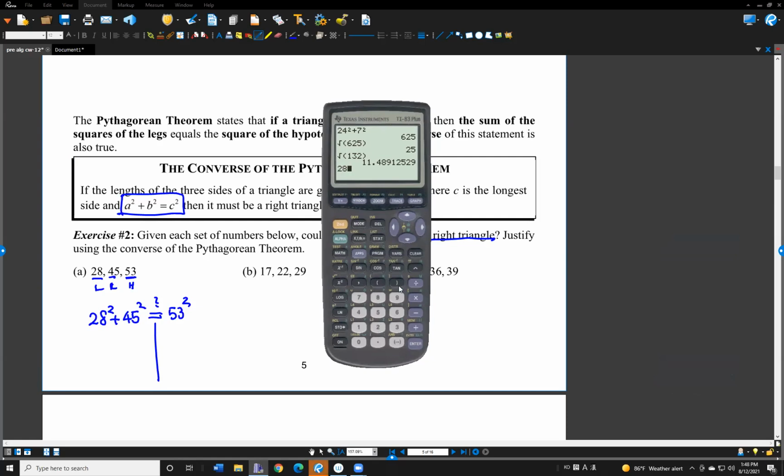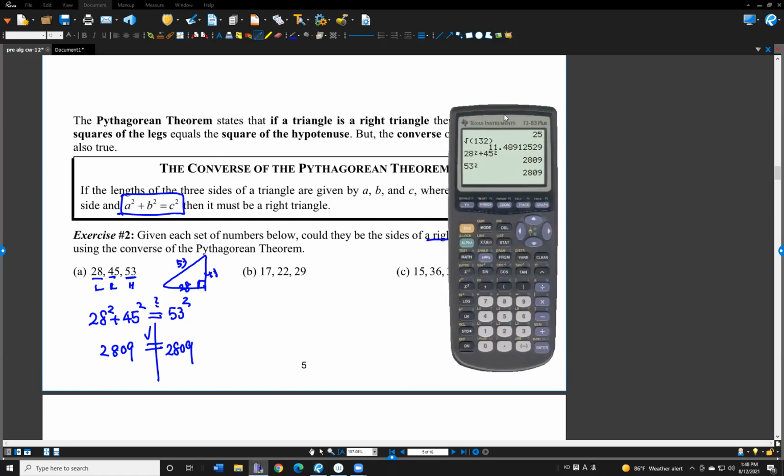28 squared plus 45 squared, use a calculator, equals 2,809. 53 squared will be 2,809. Check it out, same numbers. Yes, this forms a right triangle. This is 53, this is 28, this is 45. That is true. All these three sides create a right triangle.